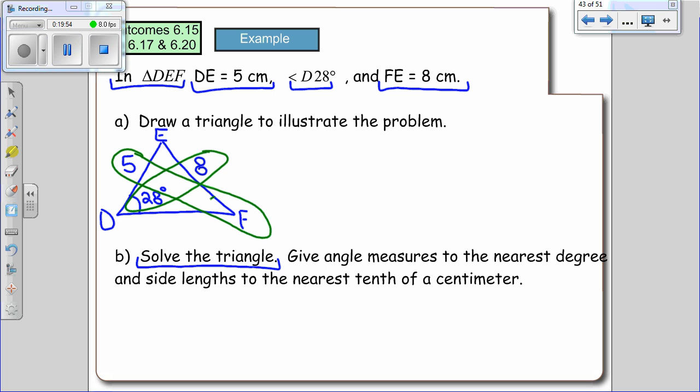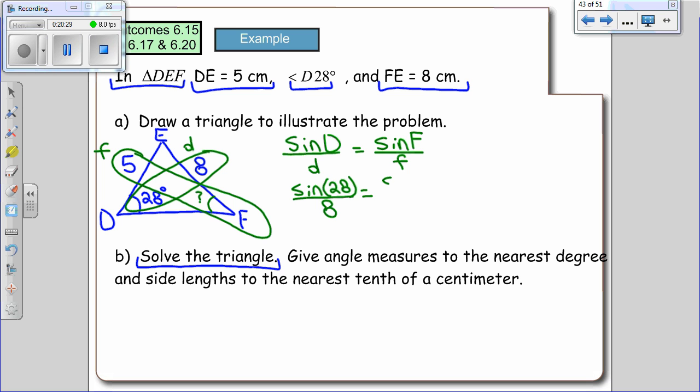Since we're looking for an angle, you put the sines on the top. So sine of D over little d, so that would be this guy over here, is equal to sine of F divided by little f. Little f is directly across from big F. We fill in our numbers, so sine of 28 divided by 8 equals sine of F divided by little f, which is 5.